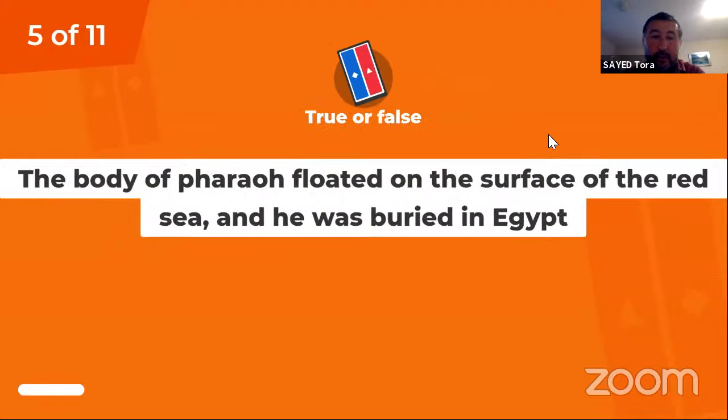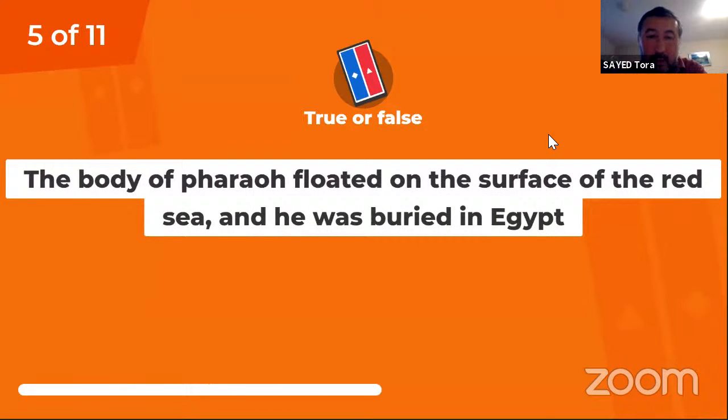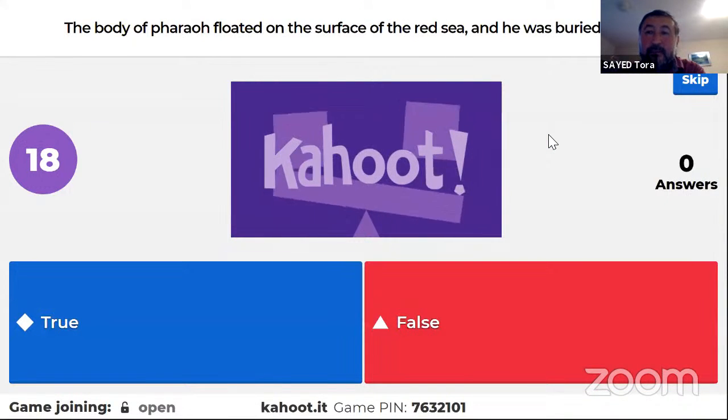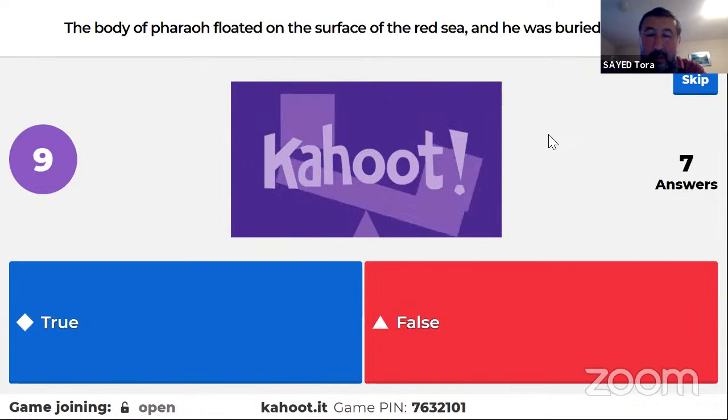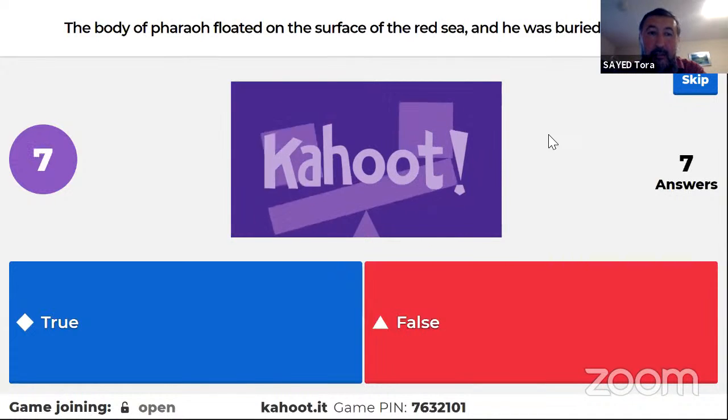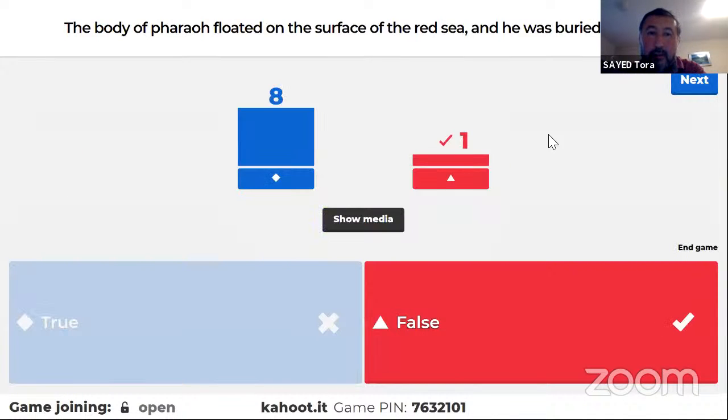Next question, true or false? The body of Pharaoh floated on the surface of the sea and he was buried in Egypt. Question again, true or false? Be careful because sometimes these questions are very tricky. The body of Pharaoh floated on the surface of the Red Sea and he was buried in Egypt. Guess what? Only one person got the right answer. That's very interesting. Do you know why?